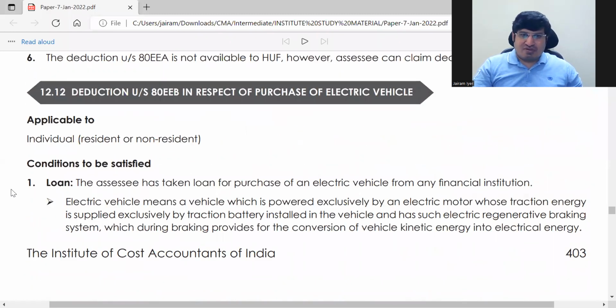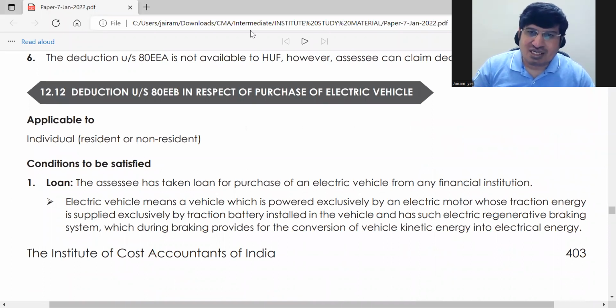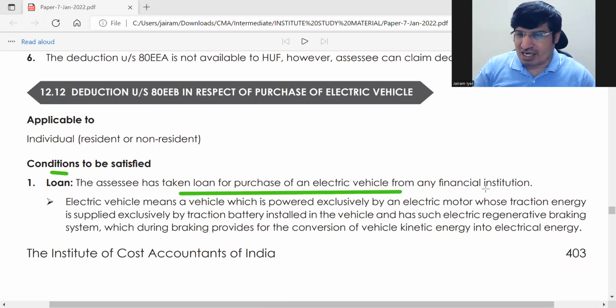The next one is also quite simple. It is 80EEB. But this is not regarding a house, it is regarding purchase of an electric vehicle. This is just to promote purchase of electric vehicles, again only for an individual, any individual. And the condition: he has to take a loan for purchase of an electric vehicle from any financial institution.